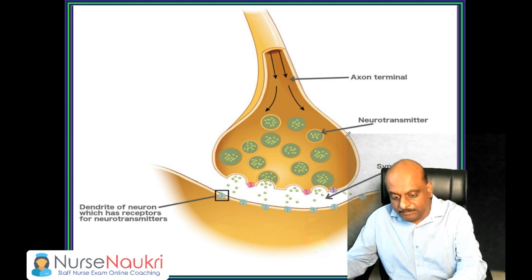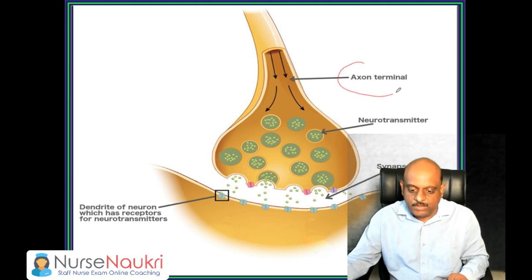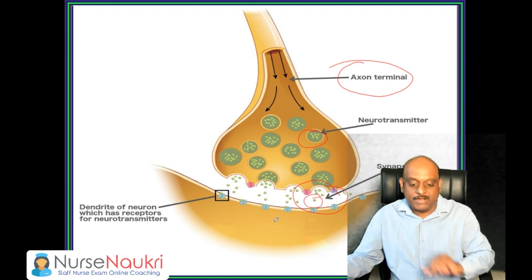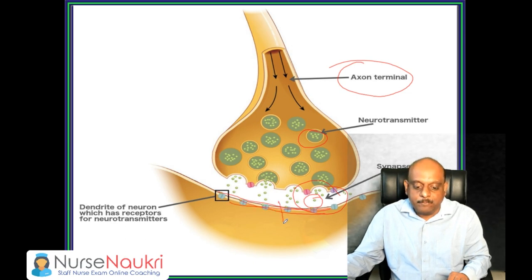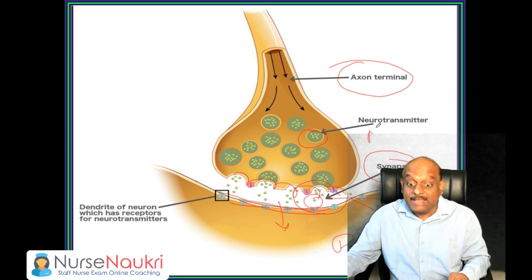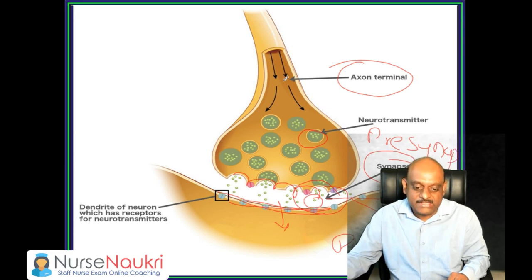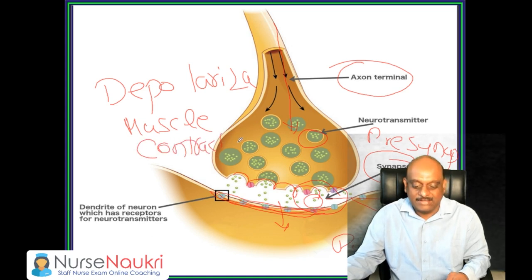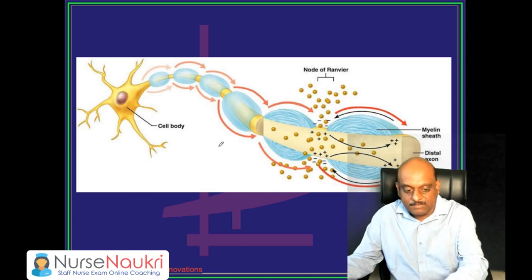So you have the axon, that is the nerve terminal, and the neurotransmitter is released. Here you have the synapse that is releasing the neurotransmitter, and that in turn is acting on the postsynaptic membrane. What is this called? This is called the synapse. And what is this called? This area is called the presynaptic membrane. Very good. And this is called the nerve. So that makes the postsynaptic membrane undergo what? Depolarization. And that makes the muscle contract. That is what you should understand. So this is basically the cell body.